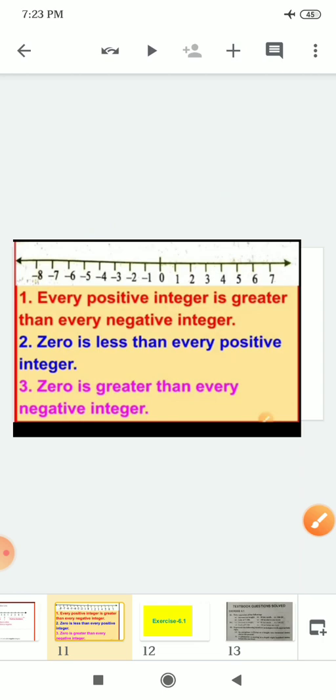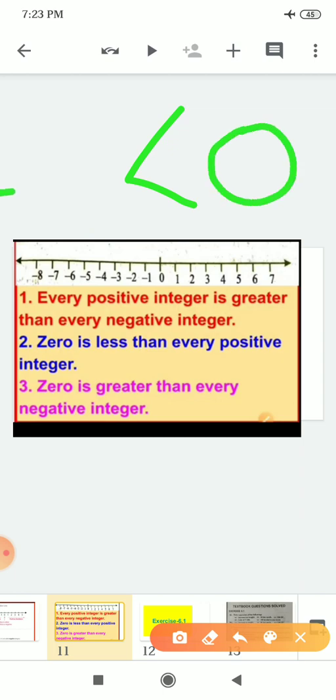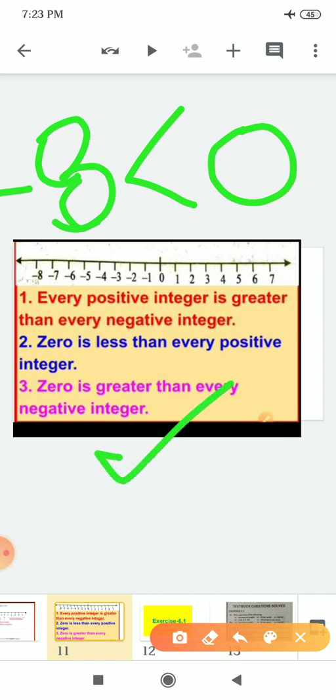Okay. 0 is greater than every negative number, but the most important thing you should know is that 0 is always greater than any negative number. It can be -8, it can be -2, it can be -1. 0 will always be greater than every negative integer.